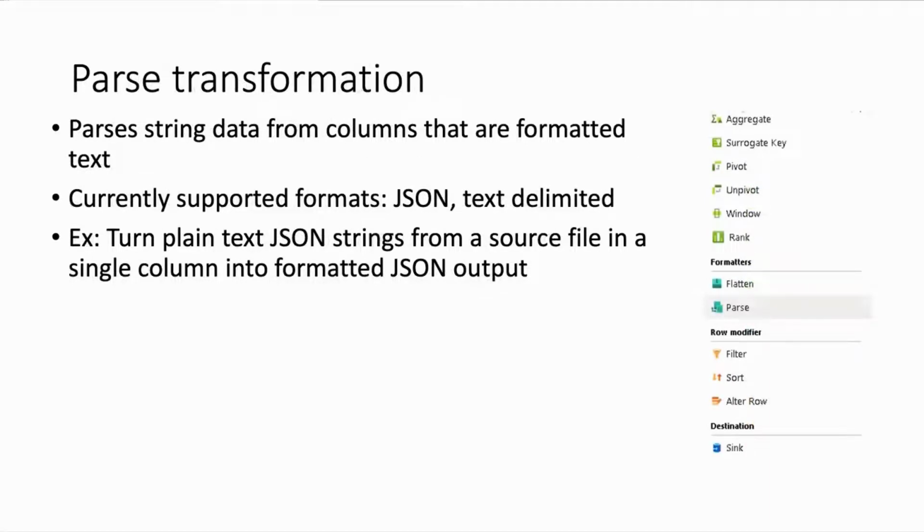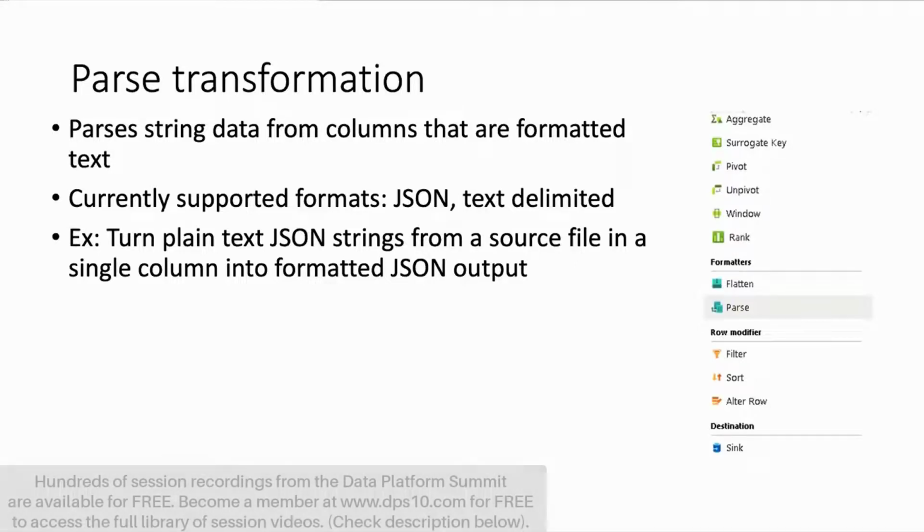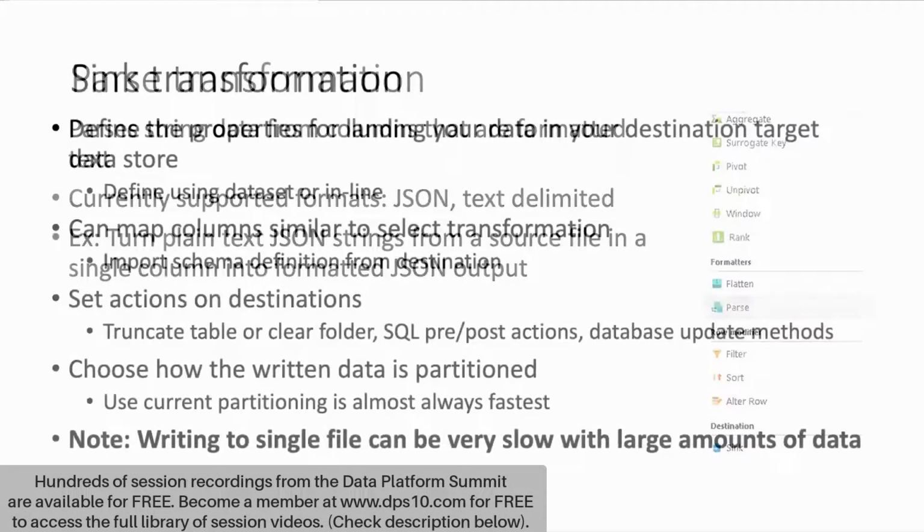Parse transformations, basically parsing the string, and the current formats that are supported are JSON and CSV. So if you have a string in JSON or CSV, this is a proper scenario of semi-structured data, which is not well defined, but there are certain aspects of JSON and CSVs within the overall string or the file. You can basically use the parse transformation to infer the value from the JSON presented from a string. So it's useful in turning your plain text JSON strings from a source file in a single column into a formatted JSON output.